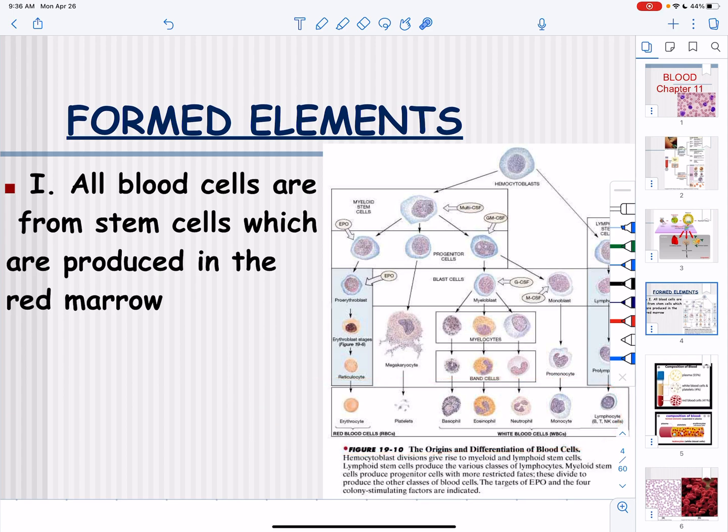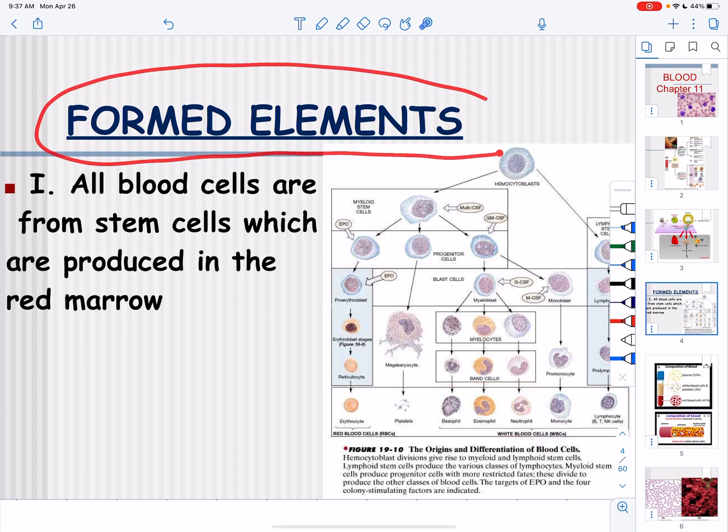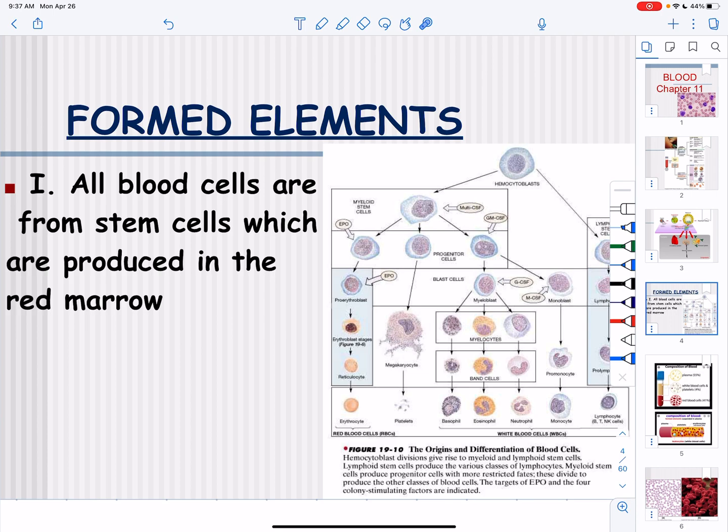So here we have our red blood cells. Here we have something called platelets, which I'll describe. And then we have 5 white blood cells. And again, those are known as the formed elements. So formed elements are all the blood cells which come from stem cells. And this is, of course, produced in your red marrow. Your red marrow is where your blood is made.